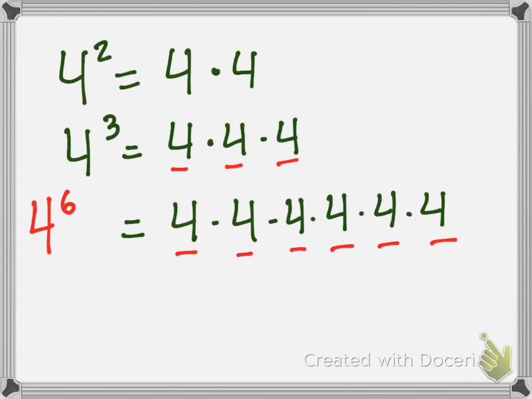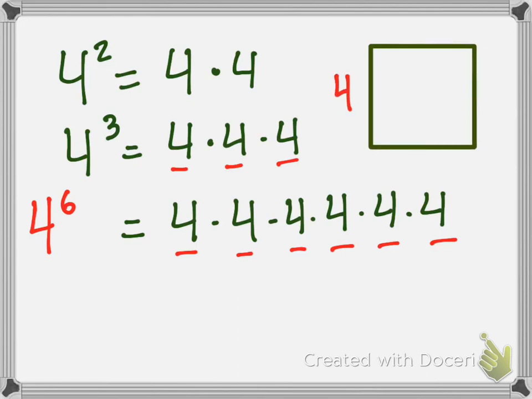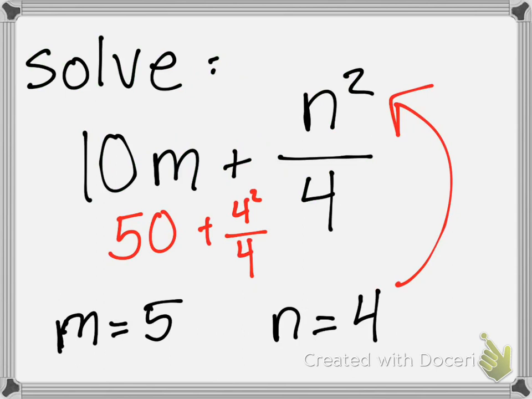The reason that this happens is if we took a square and one side of the square was 4 and the other side of the square was 4, it would be 4 times 4, which is 16. That's where we get the term 4 squared. So here we have 4 squared. We already solved that. That's 16.